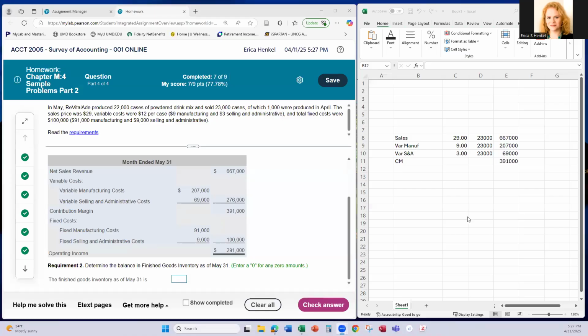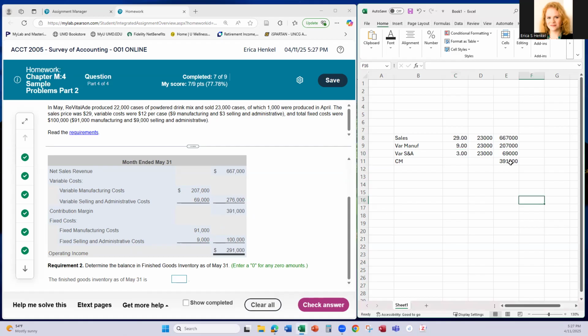Okay, so here's what I came up with, all right? They gave us a sales price of $29. We sold 23,000 cases, so a total of 667,000 in sales. Variable costs were 9 for manufacturing and 3 for selling and administrative. Took each of those numbers, multiplied them also times 23,000 to get 207,000 and 69,000, total of 276,000.